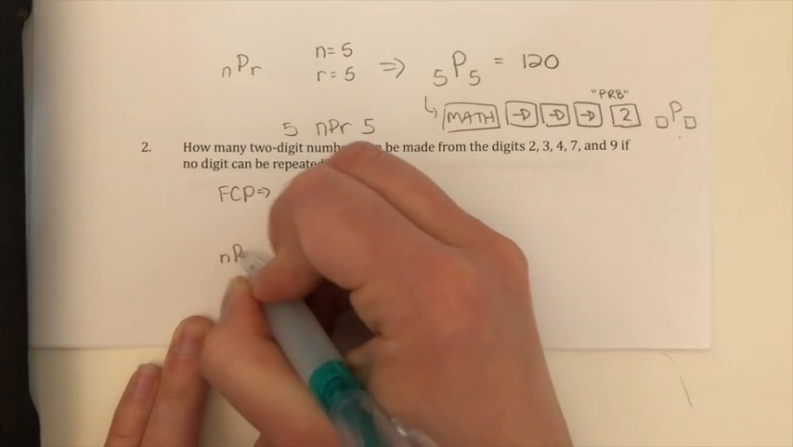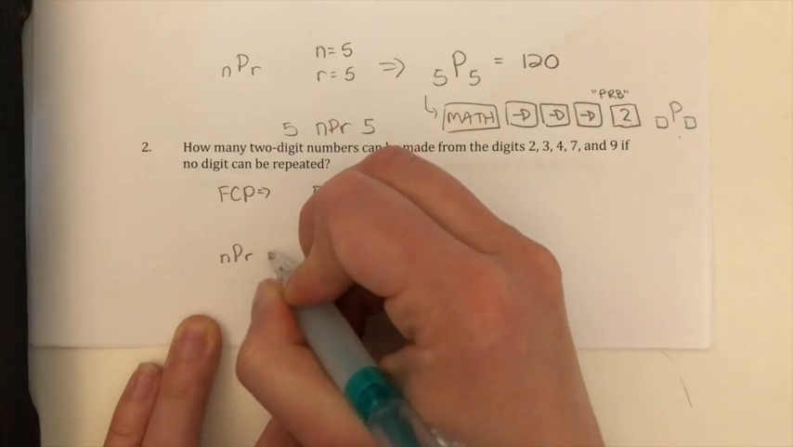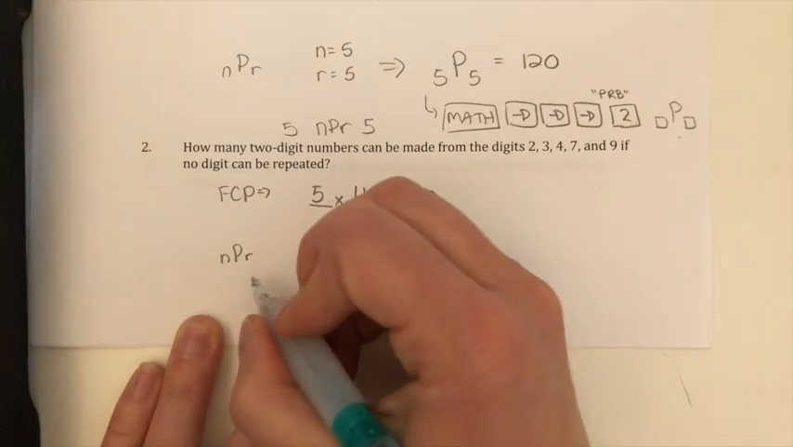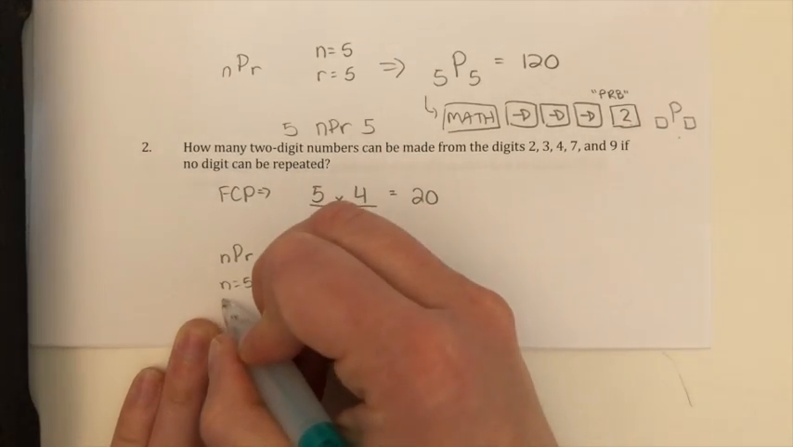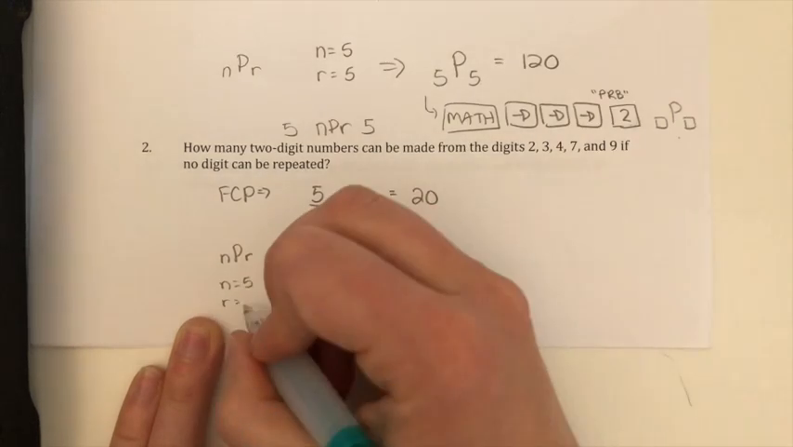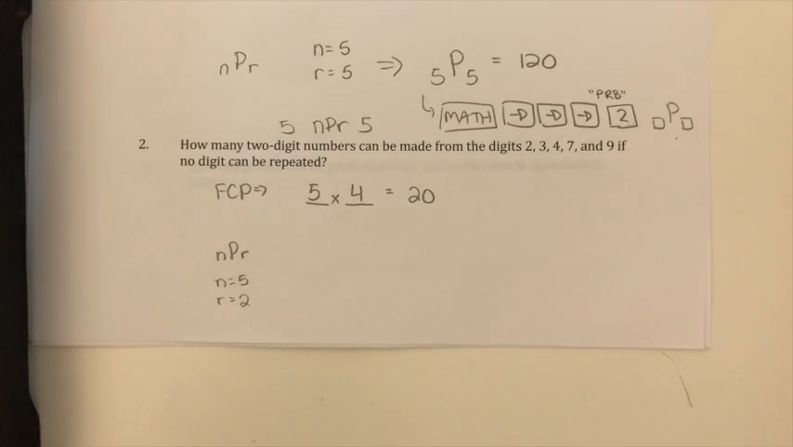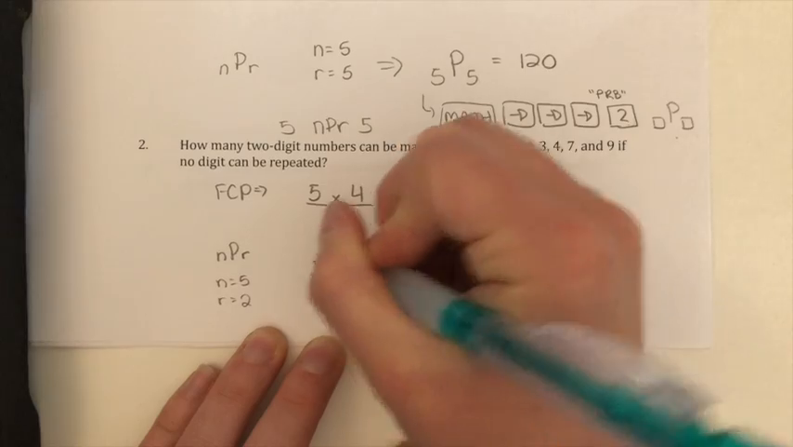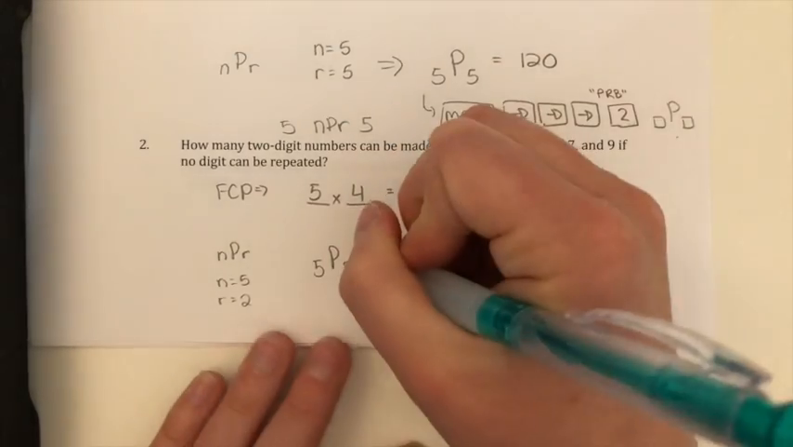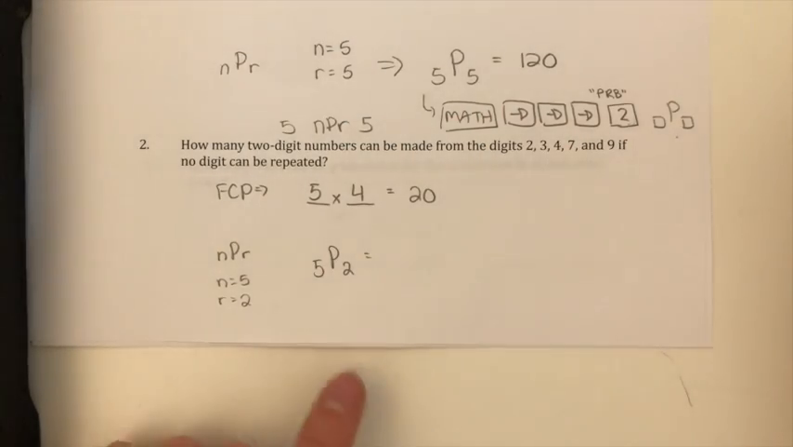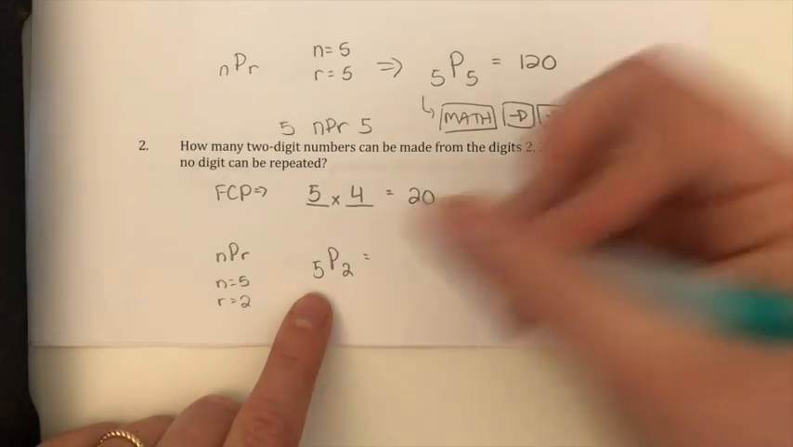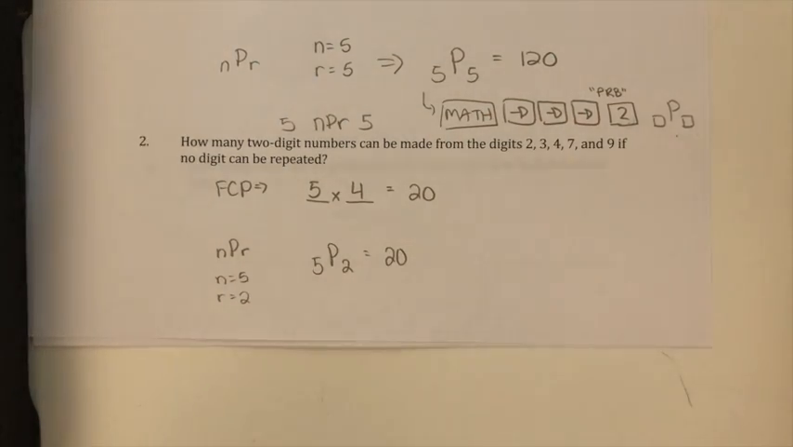If we use our permutation this time, our n is 5, and because we have 5 options to choose from, our r, the things that we're actually choosing, is only 2. We're only picking 2 things. So it's going to be 5P2, okay? If we punch that into our calculator, we're going to get that same number, 20.